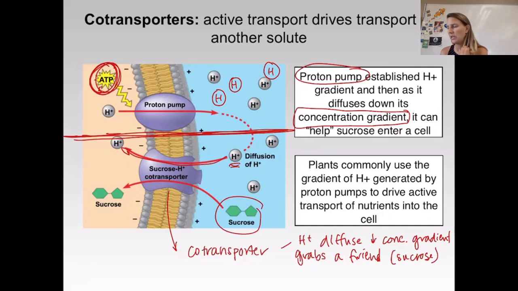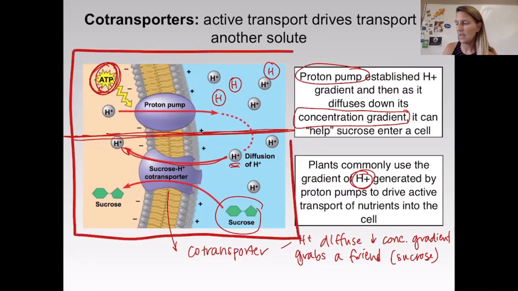So plants commonly use the gradient of hydrogens generated by proton pumps in order to drive the active transport of nutrients into the cell, right? So this whole thing is kind of one system in order to get sucrose across, right? It's kind of a crazy way. We're using ATP to create a gradient. That gradient is then gonna pull sucrose across as a co-transporter.